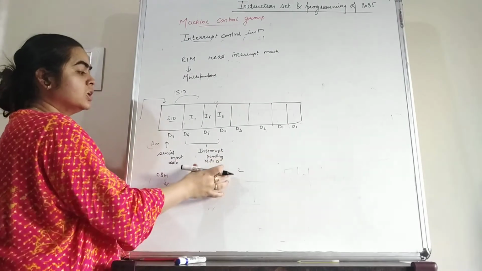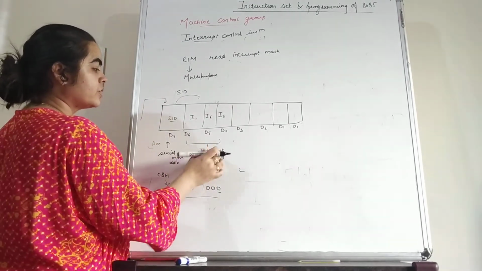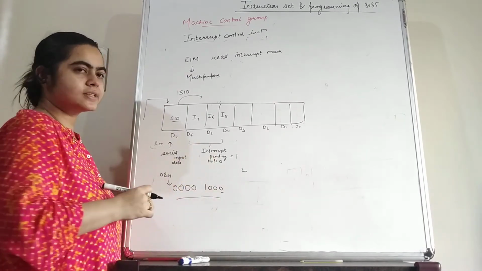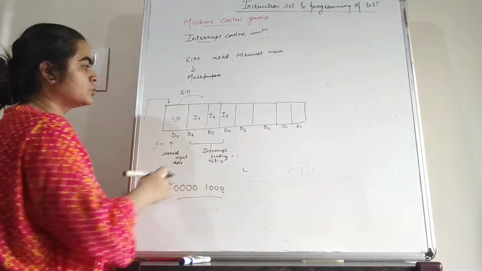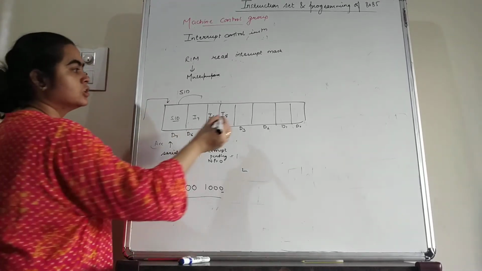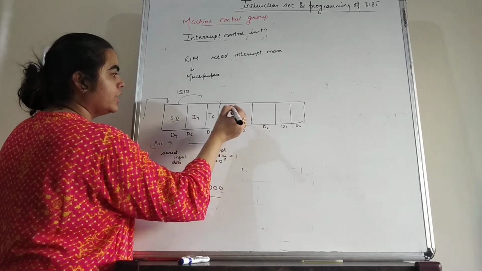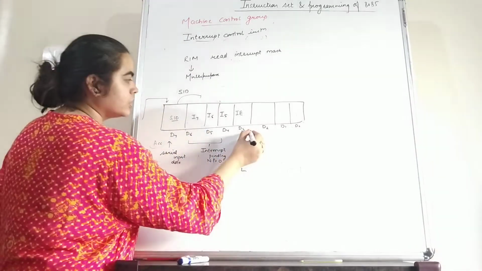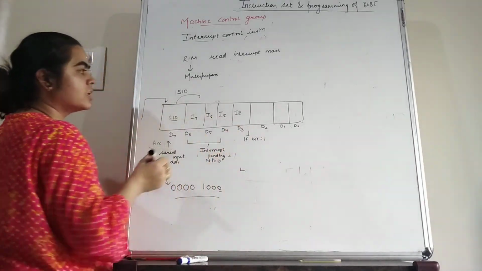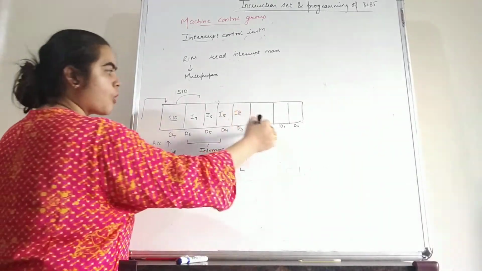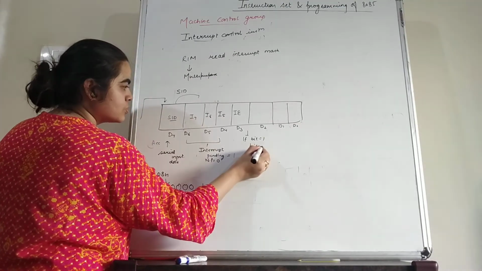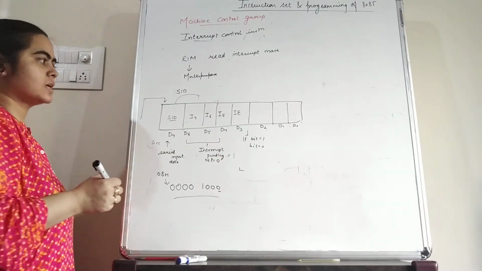Now students, this is the interrupt pending bit. If the interrupt is pending, then we set the bit equal to 1, otherwise we set the bit equal to 0. After this, next we have IE. IE stands for interrupt enable. If this bit is high, that means the interrupts are enabled, and if this bit is equal to 0, that means the interrupts are disabled.